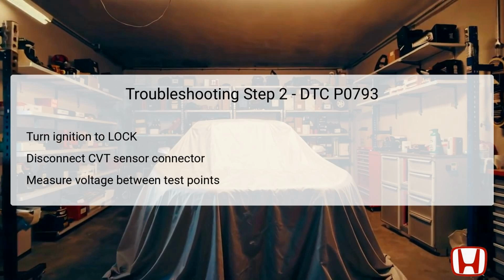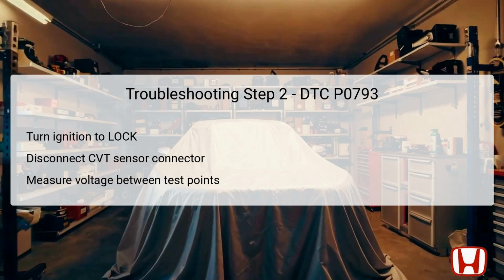In Step 2, the goal is to determine the possible failure area in the circuit. First, turn the ignition switch to the lock position, or press the engine start-stop button to turn the vehicle off. Then, disconnect the CVT drive pulley speed sensor 3P connector, ensuring safety while working on electrical components.